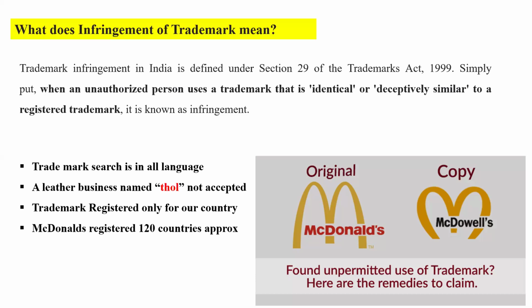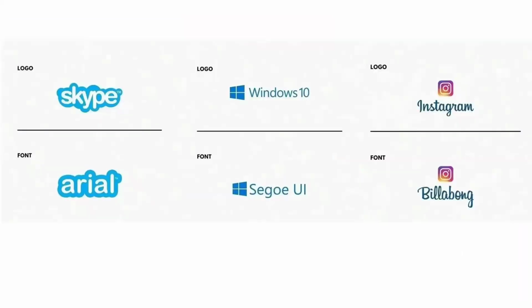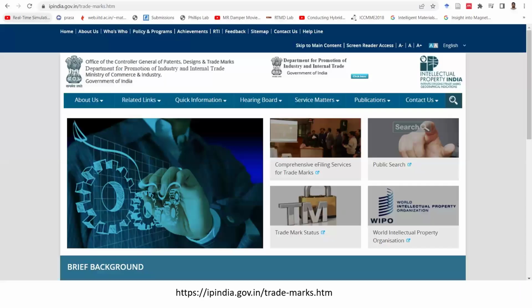And if you see here on the right side, the McDonald's. So the original is McDonald's. The copy one is McDowell's, right? Try to avoid similarities whenever you're planning for a logo. Paytm, PayPal, Skype, Arial, then Windows 10, Instagram, Billabong. So try not to have the same. So the trademarks.